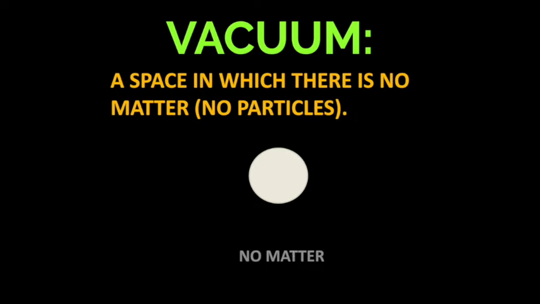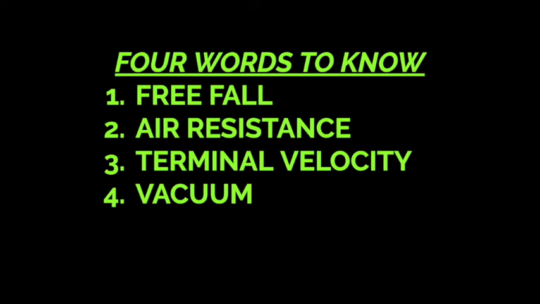So let's recap here the four words. The four words are free fall, air resistance, terminal velocity, and vacuum. I want you to think about those four words. Think about what Galileo says, that it doesn't matter how heavy an object is, they'll all fall at the same rate. Think about how air resistance plays into this as a friction against an object. And then think about, if we take away all of that air, do we have any air resistance in a vacuum?